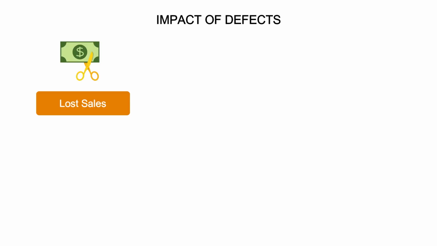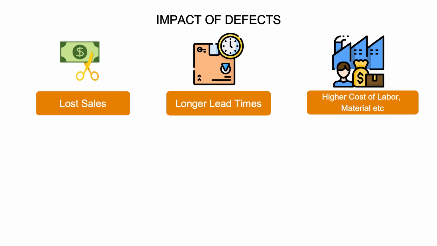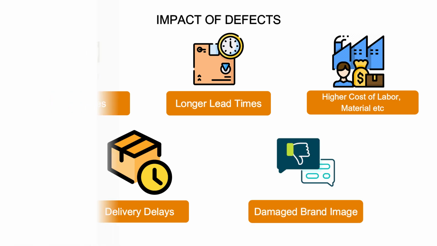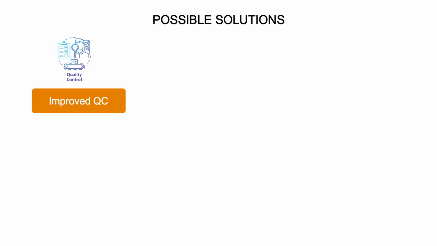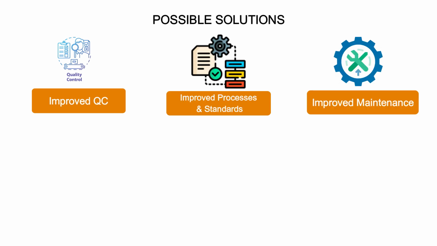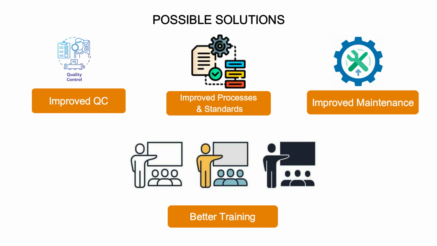Now, what are the possible consequences or impact of these defects on your business? Well, it could lead to lost sales, longer lead times, higher cost of labor, material, and equipment for rework, delivery delays, and damaged brand identity. What could be the possible solutions? The possible solutions could be improved quality control, improved processes, standards, and machine maintenance, and better training and work instruction.